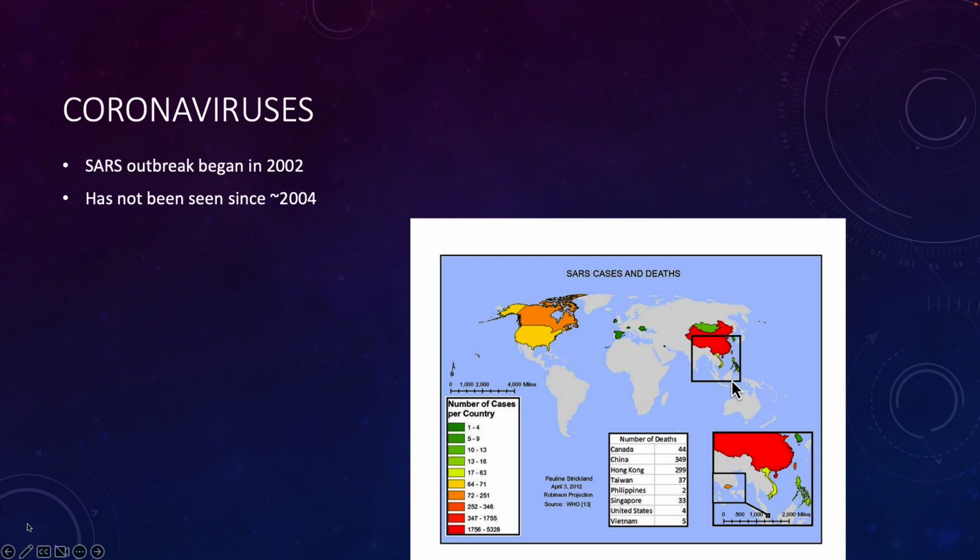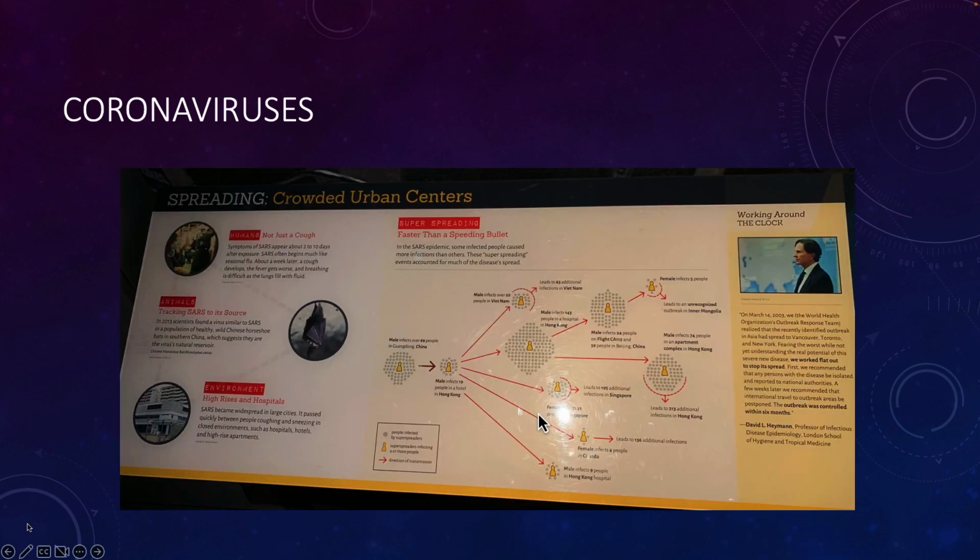So here's our death toll and number of cases. China and Hong Kong were most impacted by the virus, but we did have cases in the US and Canada as well. I thought this was really interesting. I went to the Natural History Museum, the Smithsonian in Washington, D.C. a few years back, and they had this whole diagram of basically how SARS spread.